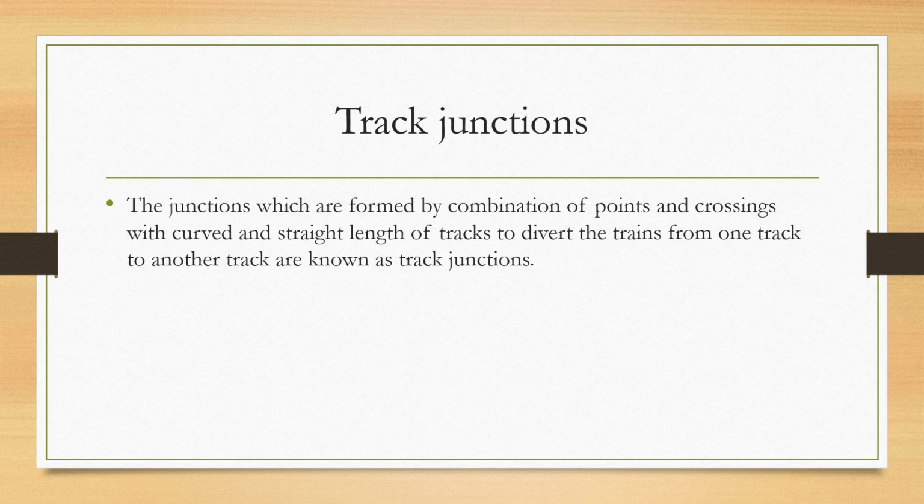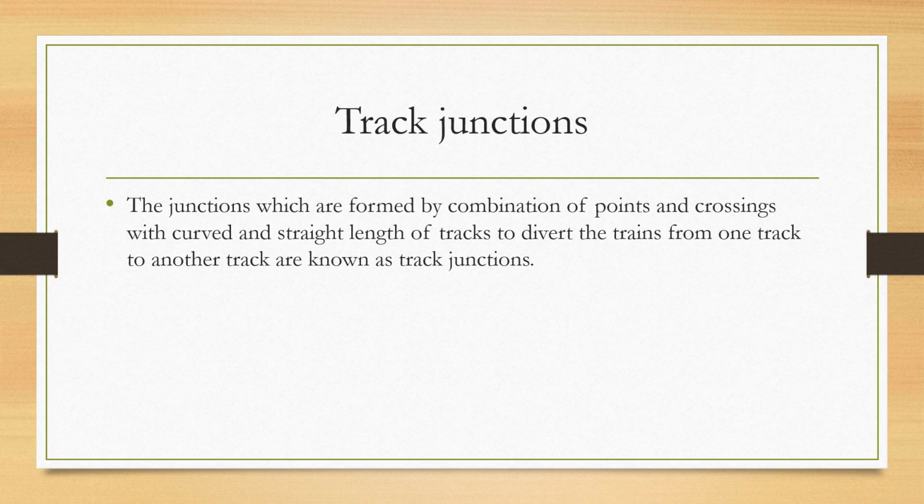Single slip. The arrangement provided in a diamond crossing to enable the trains to change the track when approaching from one direction only is called single slip. Double slip. The arrangement provided in a diamond crossing to enable the trains to change the track when approaching from either direction is called a double slip.